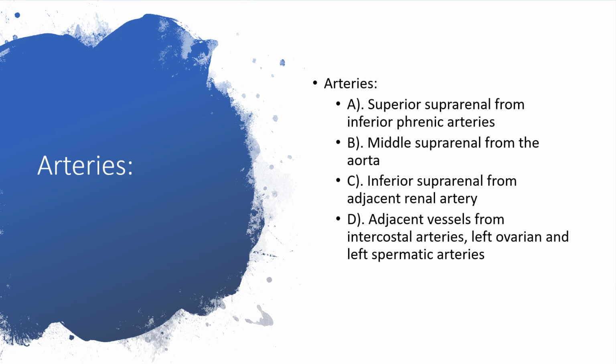Okay, the arterial supply to the adrenal glands. We have superior suprarenal from inferior phrenic arteries, the middle suprarenal from the aorta, inferior suprarenal from the adjacent renal artery. Also, there are adjacent vessels from intercostal arteries, left ovarian, and left spermatic arteries.